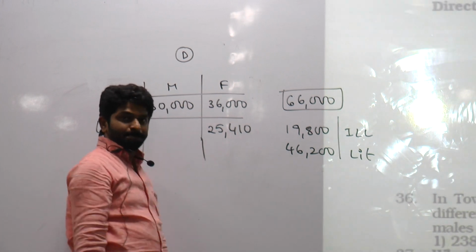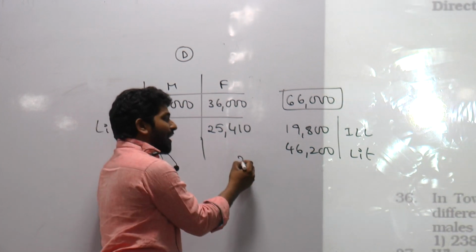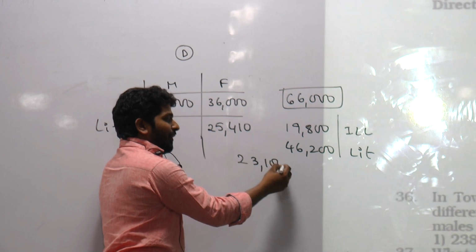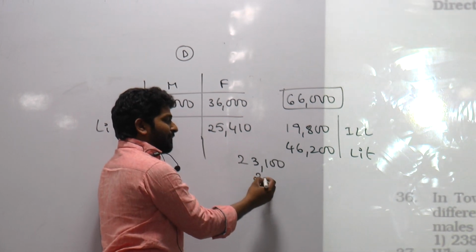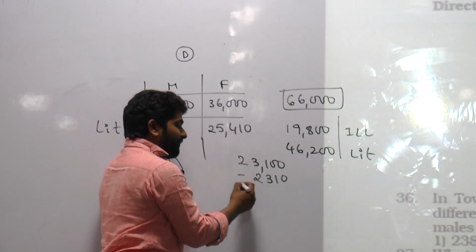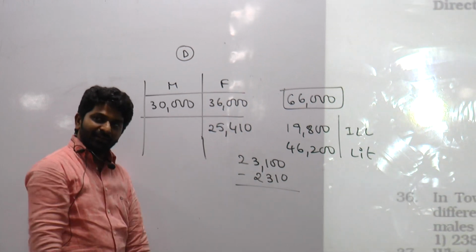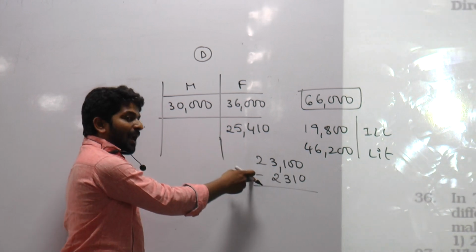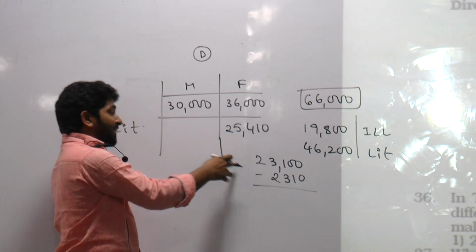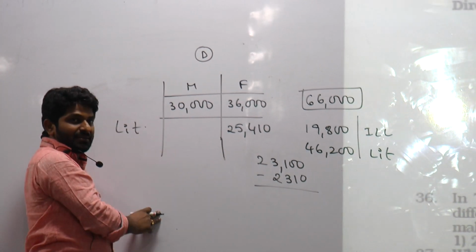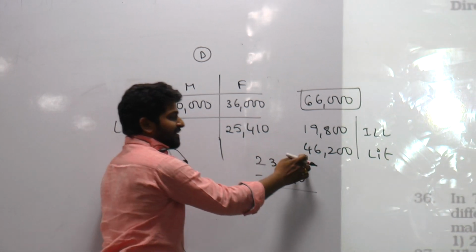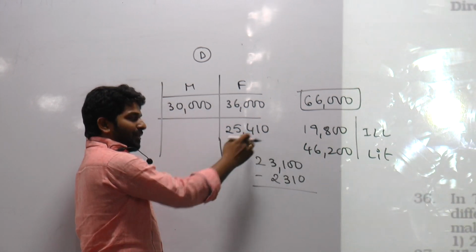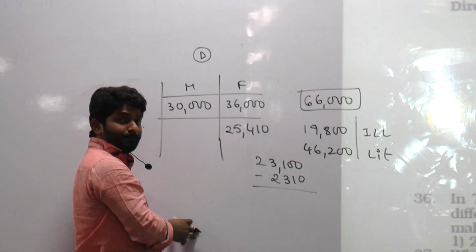25,410. Right? So half of the number is 23,100. 10% of this number is 2,310. And if you subtract it, you'll get 45%, right? If you add it, you'll get 55%. If you subtract, you'll get 45%. And this is the count of total male who are literates. Or else you can take the difference of 46,200 and 25,410 also. It's up to you. Okay.